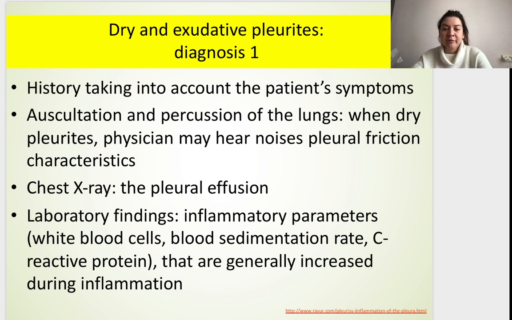In laboratory findings, mostly there are inflammatory parameters. According to the kind of inflammation, we said that it is mostly viral inflammation. That's why it will be characteristic mostly of the viral type of inflammation. There will be increased white blood cells, blood sedimentation rate, C-reactive protein, and they generally, as we said, increase during inflammation.